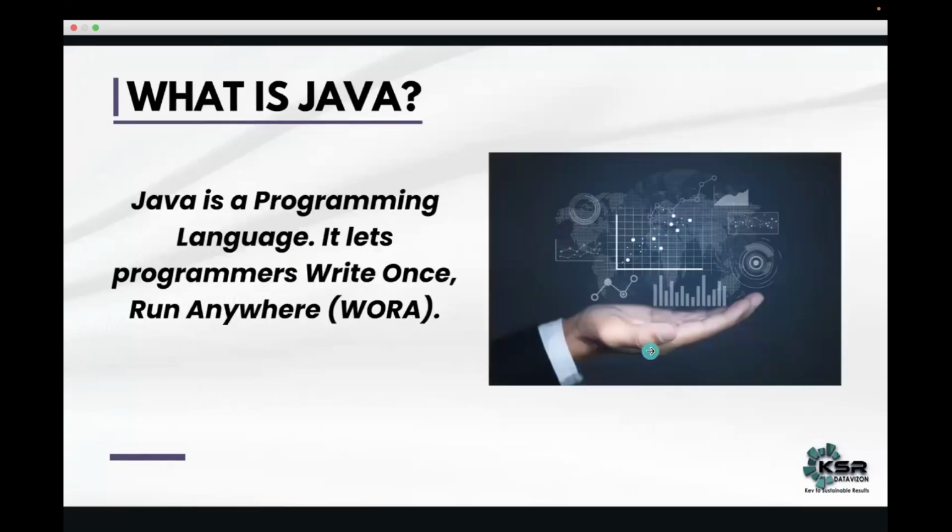Okay. So first, let's revise what is Java. Like any programming language, Java is also a programming language. It lets programmers write once and run anywhere. This is what we will discuss today in depth: write once, run anywhere, and why Java is the language that helps you do that. I'm not sure about other languages, but C++ doesn't support it. Python is not either. So these languages are not platform independent. But Java is a platform independent language: write once, run anywhere.